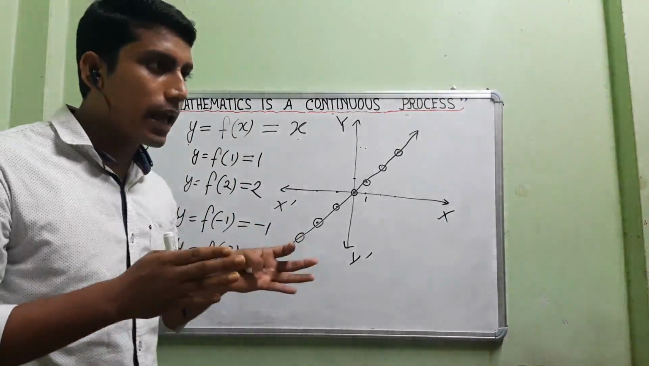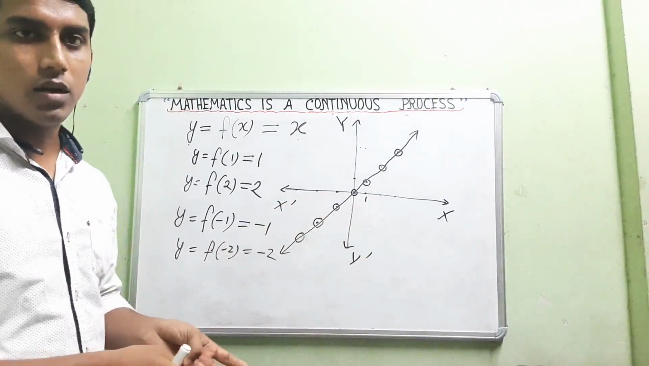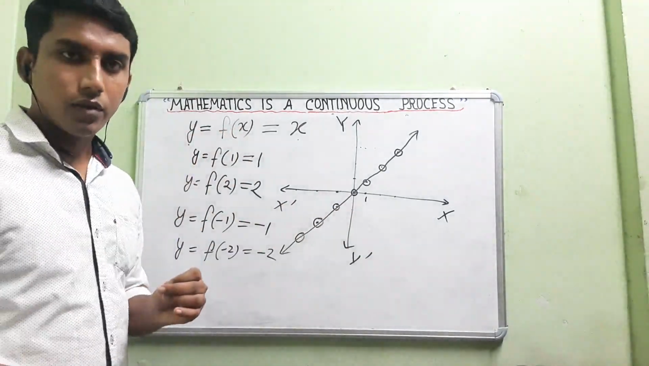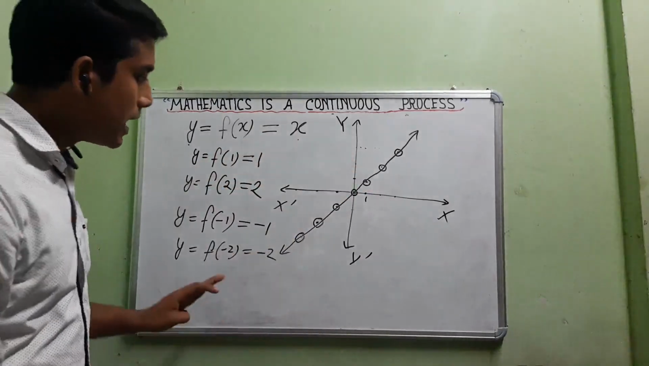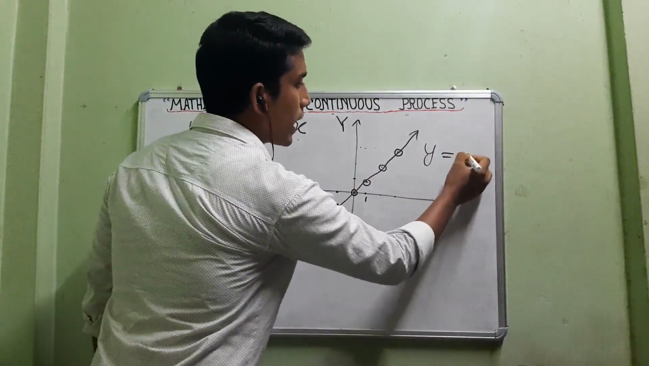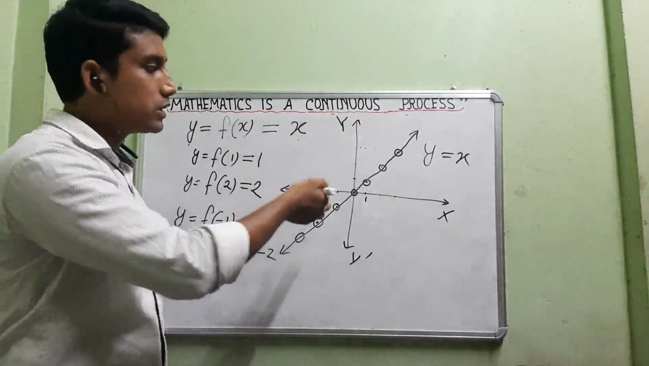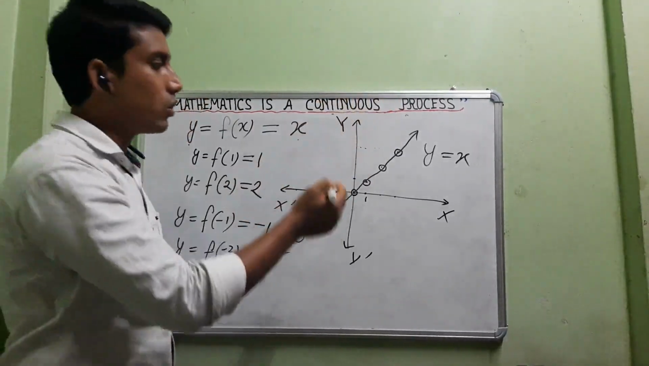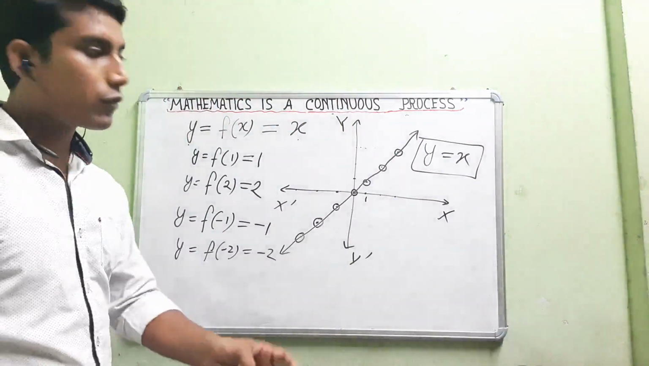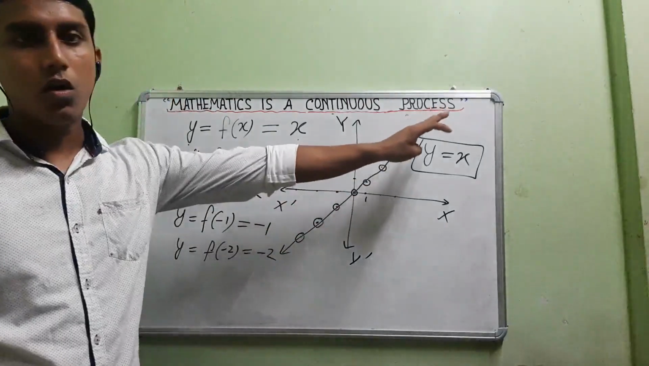That means y and x both are taking the same change together. Whatever change you have given to x, the same change is taken by y. That kind of function is an identity function, and this is the graph of identity function. Always remember, the graph of y equal to x will always pass through the origin. This is a straight line passing through the origin. This is very important: the graph of identity function is just a straight line which is passing through the origin.